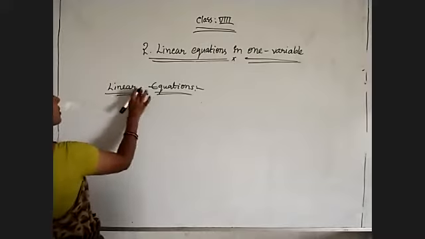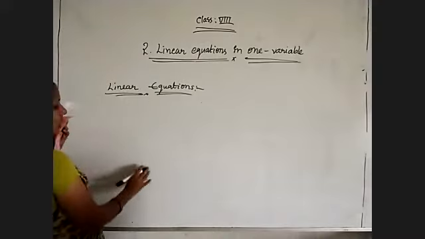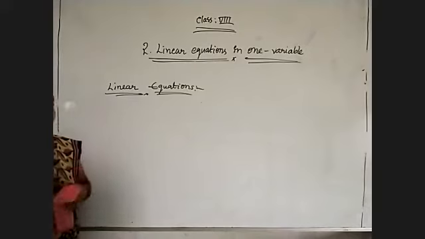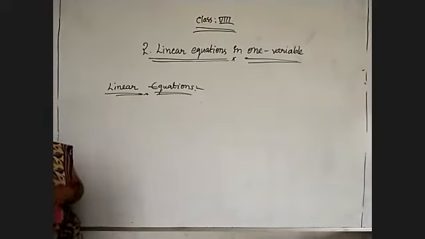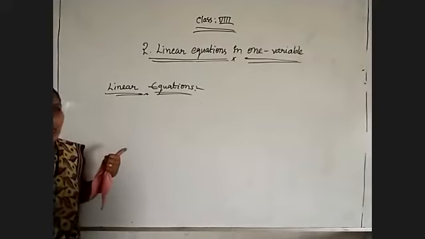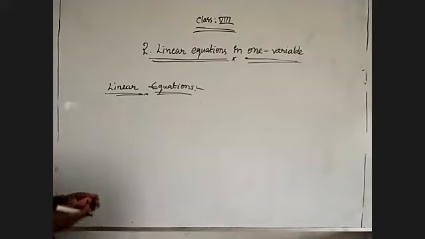Linear equations. So linear equations are nothing but, here we are going to talk about the degrees. In the case of a simple equation, we only take the number of variables. If only one variable is there, that is a simple equation. If two variables are there, that is not a simple equation. But coming to linear equations, we are going to check their degrees.